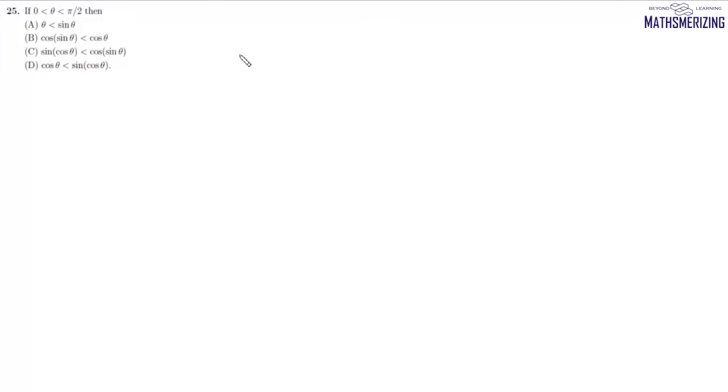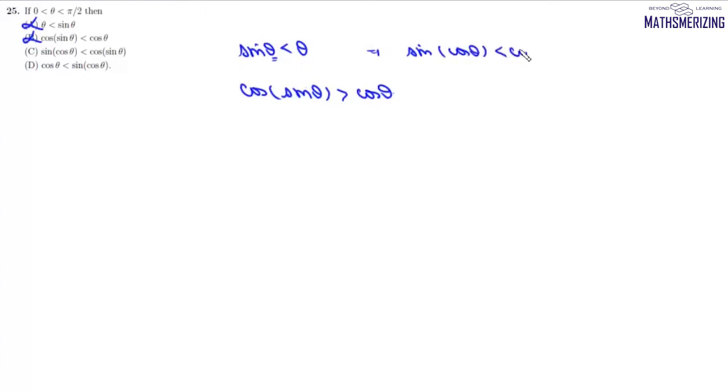Now we know that in the first quadrant, sine theta is less than theta. That means option A is incorrect. Now we take cos on both sides, and since cos is a decreasing function, the sign will change. So we'll write cos of sine theta will be greater than cos theta. That means option B is also incorrect. Now if we take theta as cos theta, we can write sine of cos theta will be less than cos theta. That means option D is also incorrect. So this option C has to be the correct option.